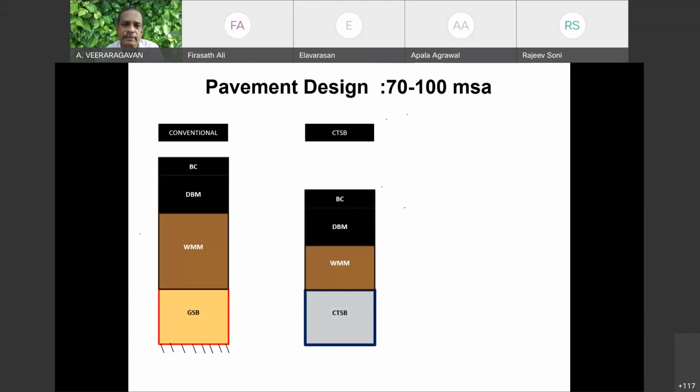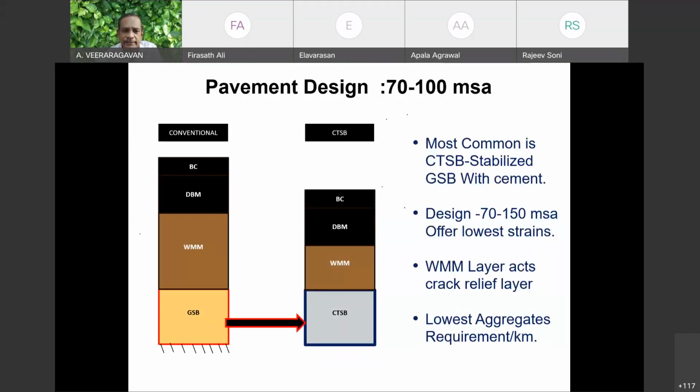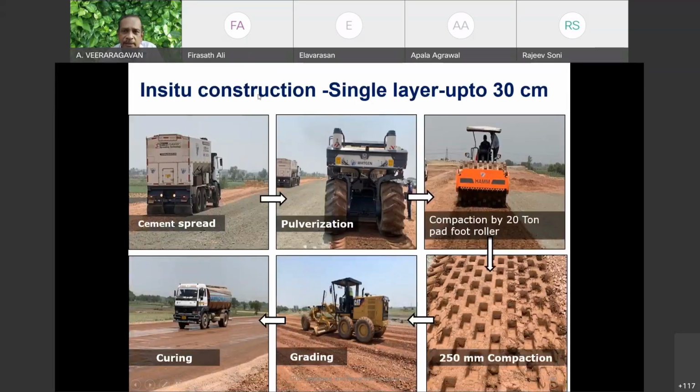For example, for a 70 to 100 MSA, if you look at their designs, instead of granular subbase, if I provide a cement treated subbase, the matrix macadam which I'm providing will serve as a crack relieving layer. Lowest aggregate consumption, thickness is drastically reduced. You find that the material requirement for a single layer, a cement is spread, pulverized, compacted up to 250 millimeter, graded and cured. So it is possible for you to do this in a single operation.